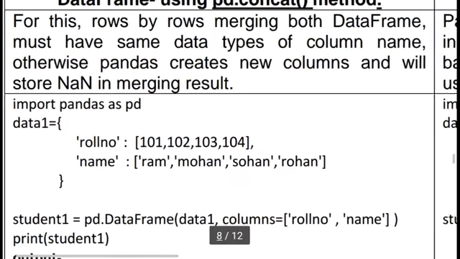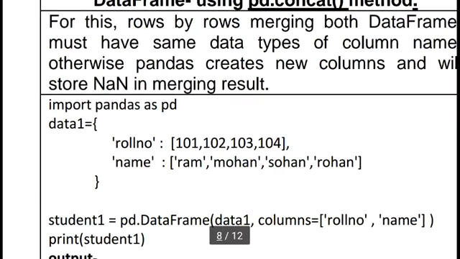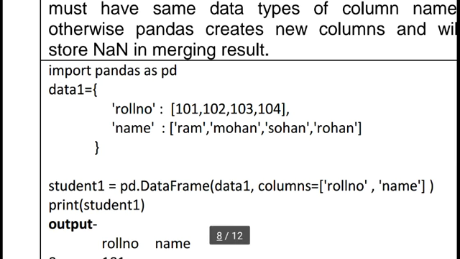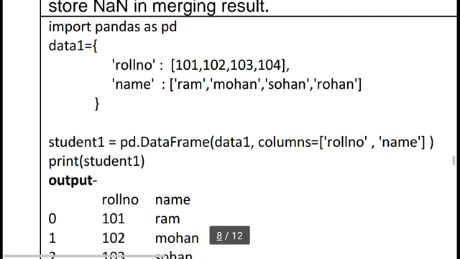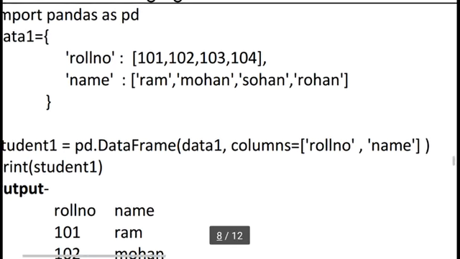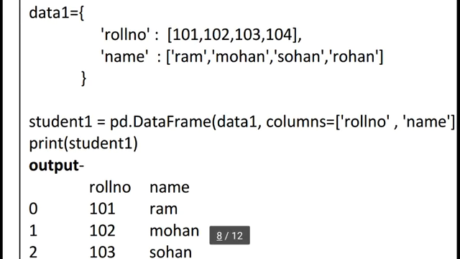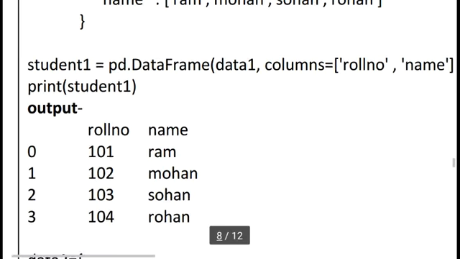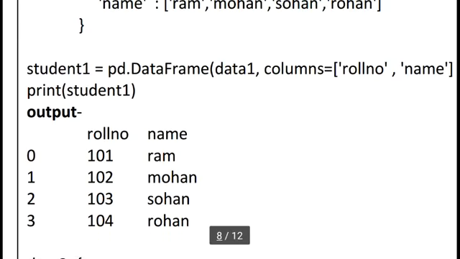Here I am using import pandas as pd, roll number 101, 102, 103, 104, name Ram, Mohan, Sohan and Rohan. This is our first data frame, data 1. Student 1 is our data frame. pd.DataFrame data 1, column names are roll number and name, we already know. Print student 1. You can see our output 101 Ram Mohan.